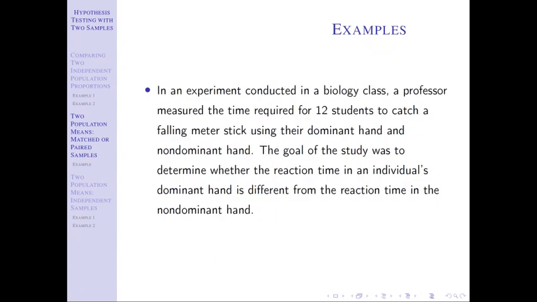Next one. In an experiment conducted in a biology class, the professor measured the time required for 12 students to catch a falling meter stick using their dominant hand and non-dominant hand. The goal was to determine which one is faster. And this would be a dependent study. Why is that? Because once I ask every student to do it with both hands, each person has a pair to match with. The pair for my right hand is my left hand. The pair for your right hand is your left hand. It doesn't even matter which one's dominant, which one's not. It's just that each one has a pair that it matches with.